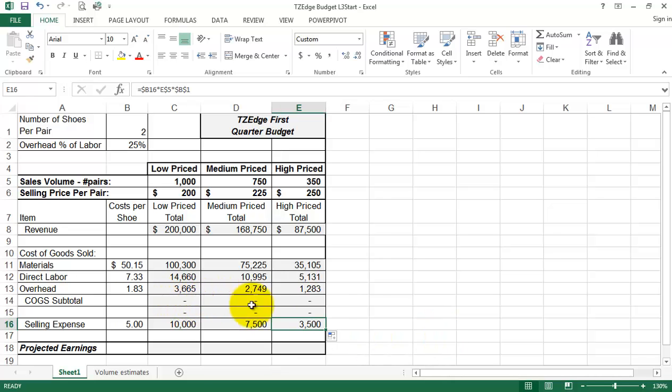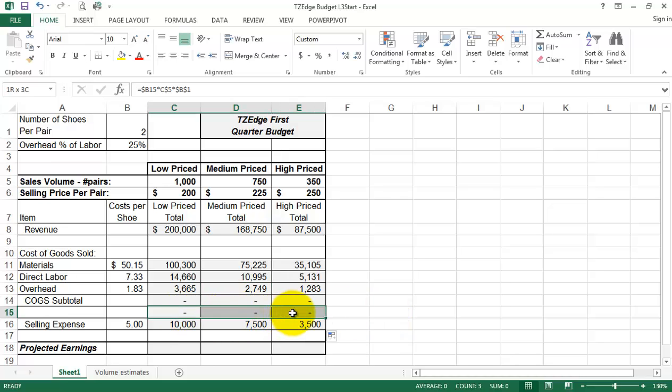We'll fix up these subtotals in a second, but basically if I take this 350 here, $3,500, look at the formula. It goes B16, which is correct, selling price per shoe, times E5, which is 350, which is correct, times the B1. Let's take a look at this one. It's looking at the overhead on B13 multiplied by D5 multiplied by B1. All right.